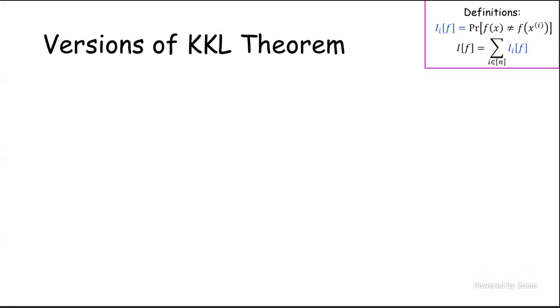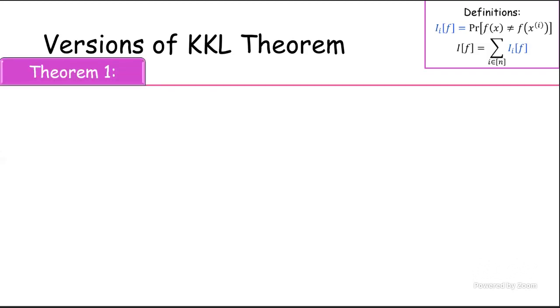So this was just a brief introduction, and now we'll continue with another introduction, and we'll talk about the KKL type theorems. So I have here the definitions of the individual influence and the total influence, at least for Boolean functions, Boolean valued functions, which are the ones that we are concerned with.